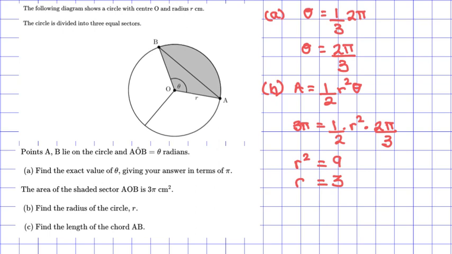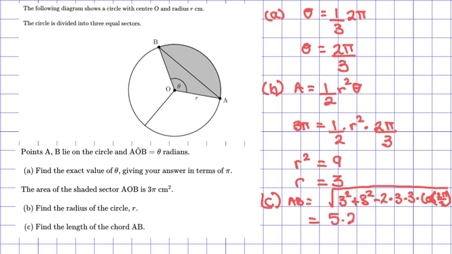So therefore, AB is equal to the square root of 3 squared plus 3 squared minus 2 times 3 times 3 times cos 2 pi over 3, which is equal to 5.20 centimeters to 3 significant figures.